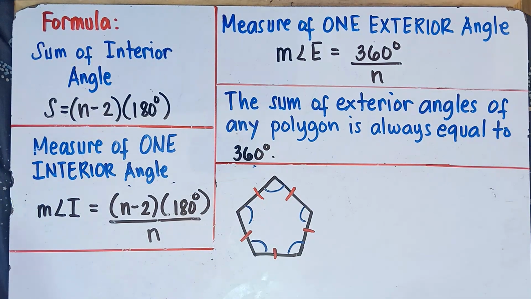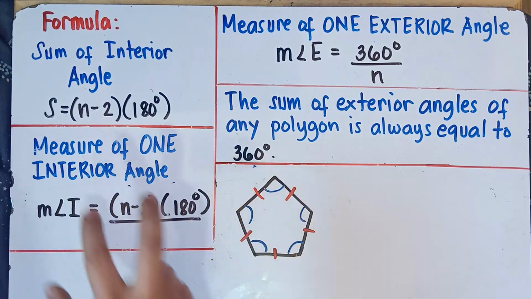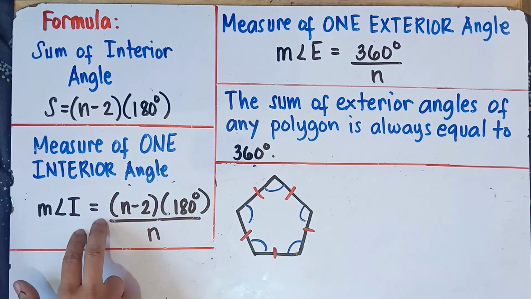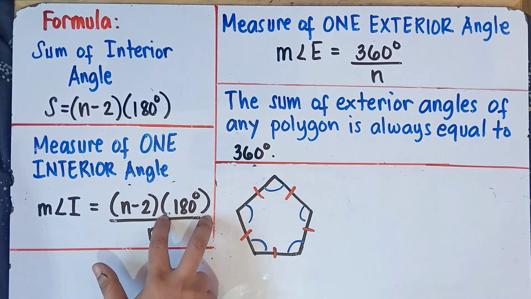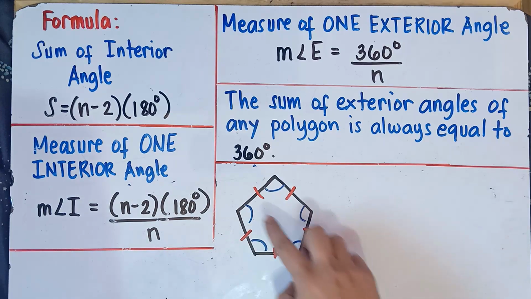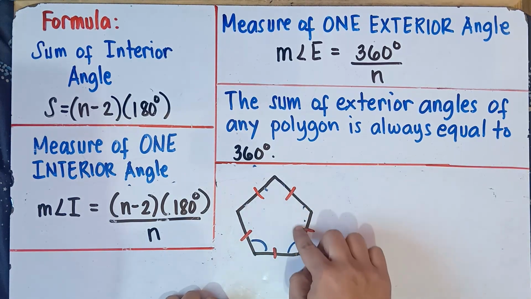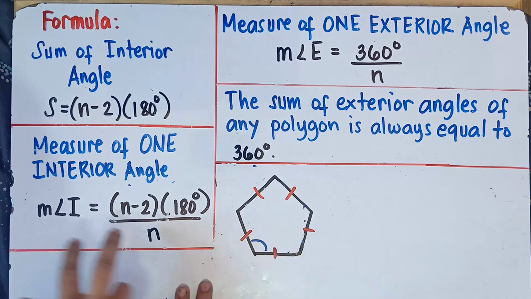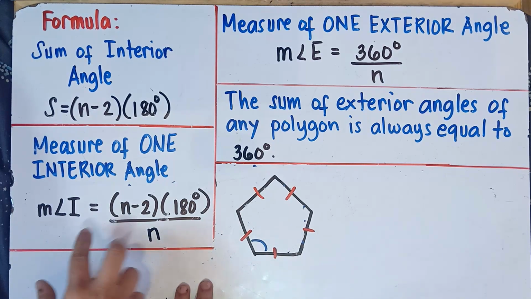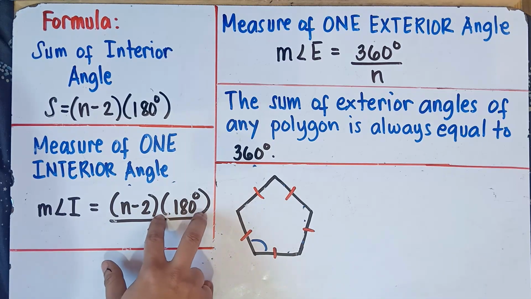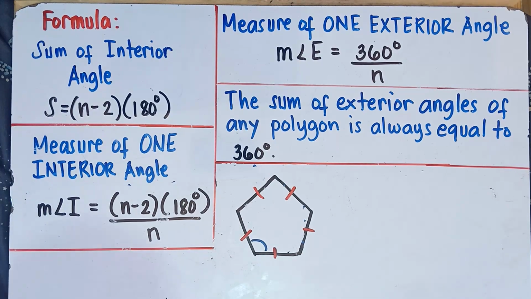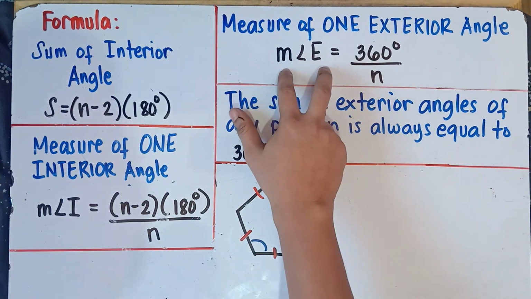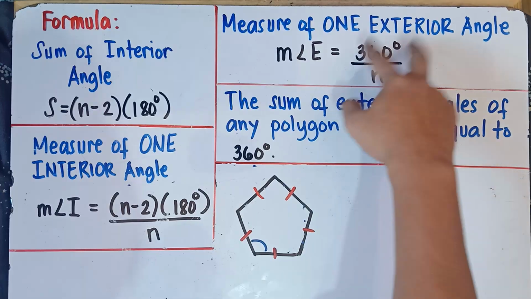Now, if you really want to find the measure of one interior angle of this given polygon, the formula would be: the measure of one interior angle is equal to n minus 2 times 180 degrees, divided by n. So if you want to find the measure of one interior angle, you can find the measure of this angle by simply using this formula. And to find the measure of one exterior angle of a regular polygon, the measure of one exterior angle is equal to 360 degrees divided by n.